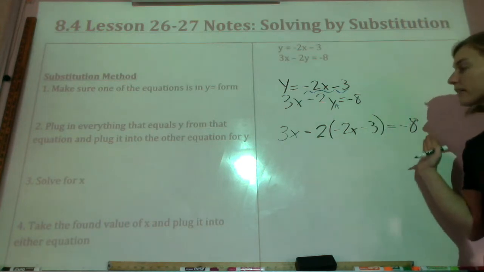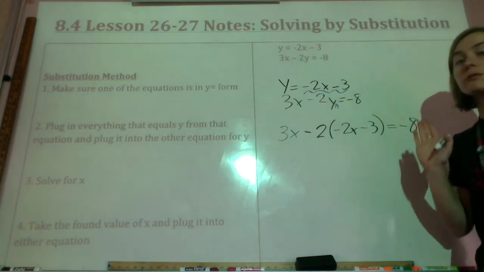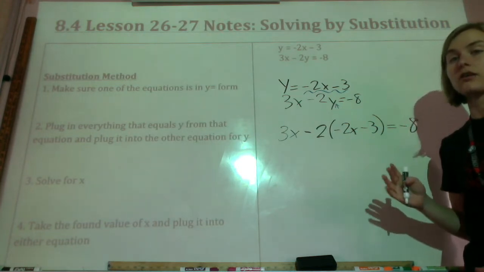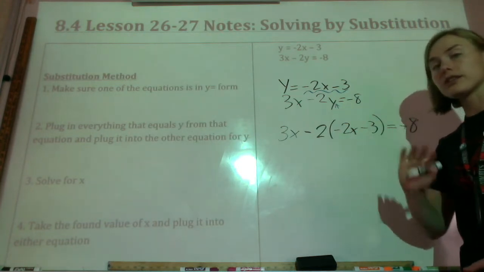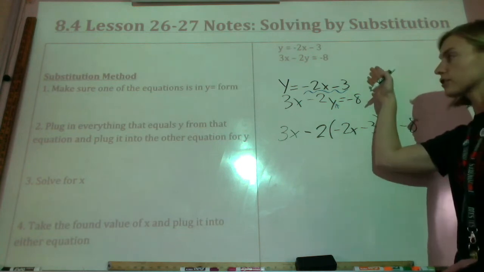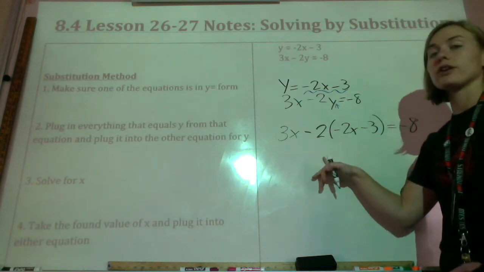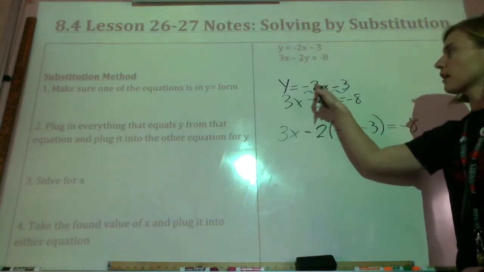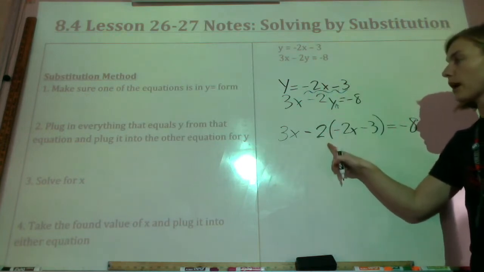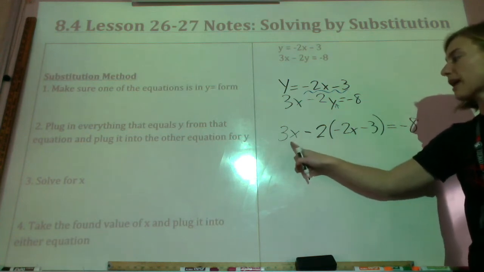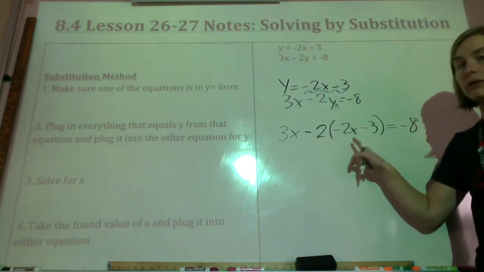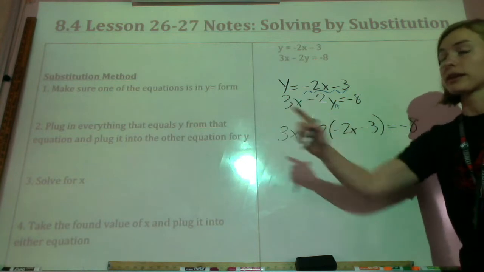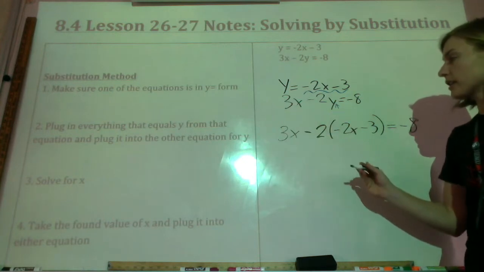So now we have an equation with just one unknown, which is what we want, because we know how to solve equations with one unknown. So that's the beauty of substitution: going from having two unknowns to having one unknown, which we can solve. So we've done step two. We've plugged in our negative 2x minus 3 for y, and you'll notice something interesting. We now only have one variable, and we know how to solve that. That's why step three is solve for x. So let's go ahead and do that.